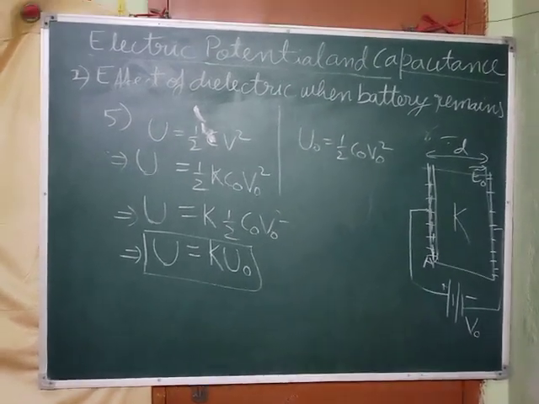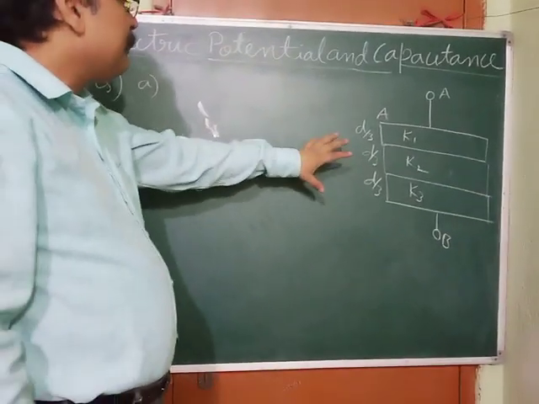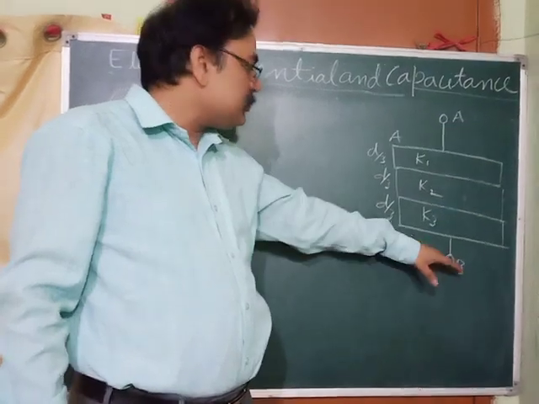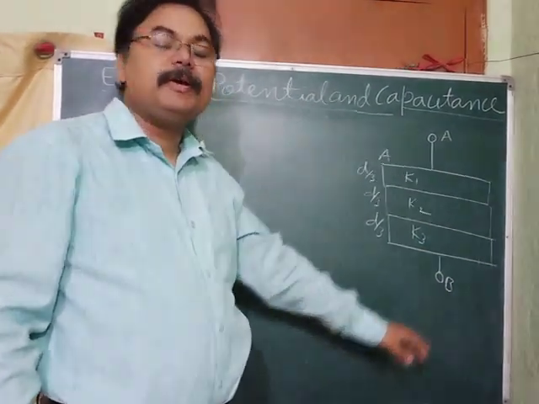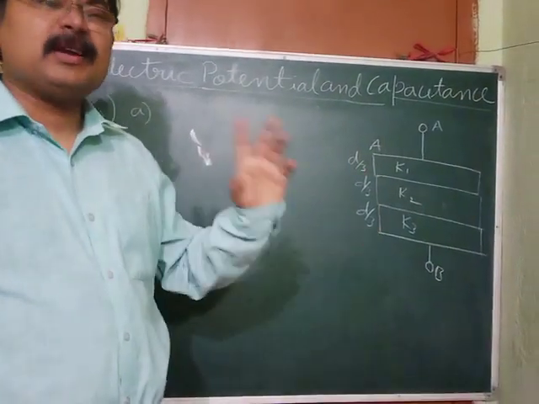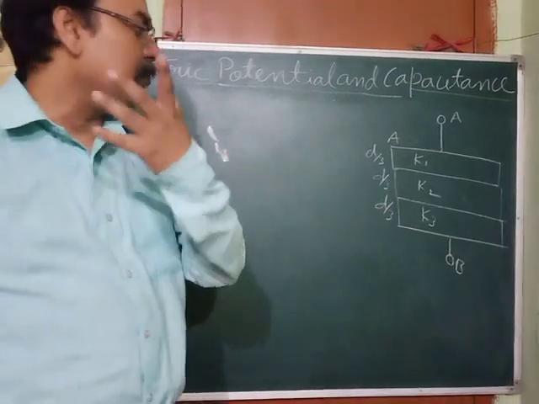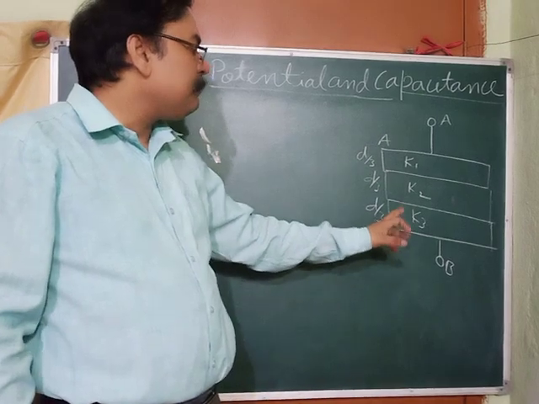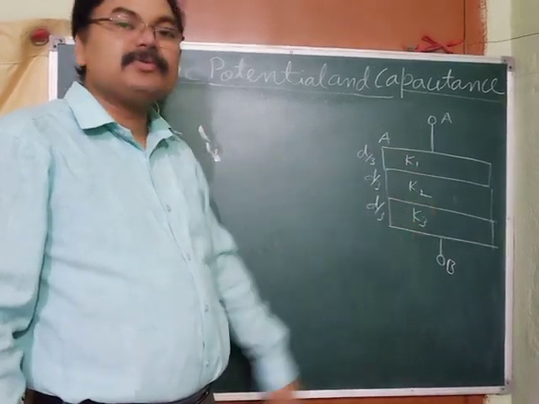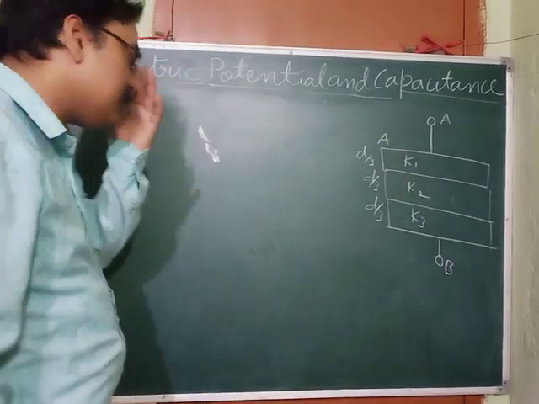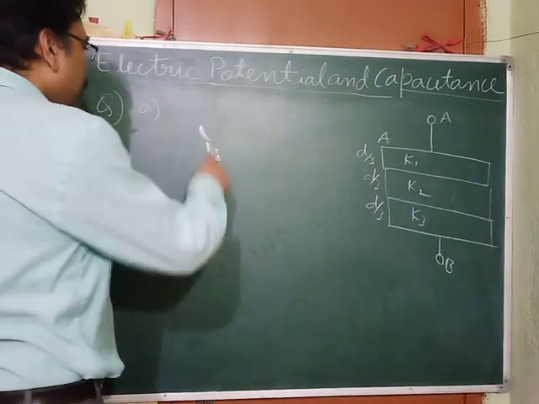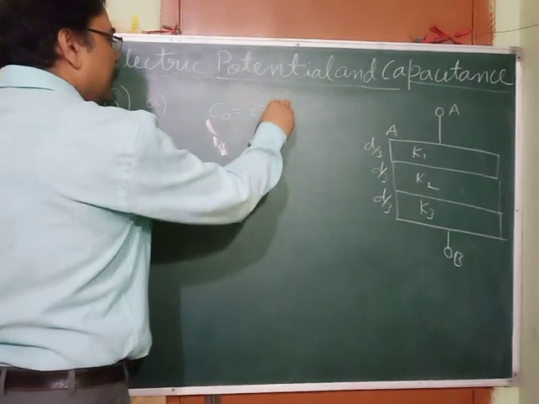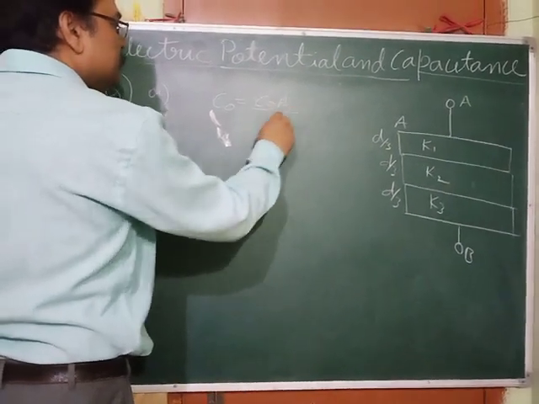Take up a question. See, this is a parallel plate capacitor. This is one plate which is connected to point A, and this is another plate which is connected to point B. Between the plates, area is A, separation is D. When nothing is placed between the plates, the capacitance of the capacitor is very easily C naught is equal to epsilon naught A upon D.